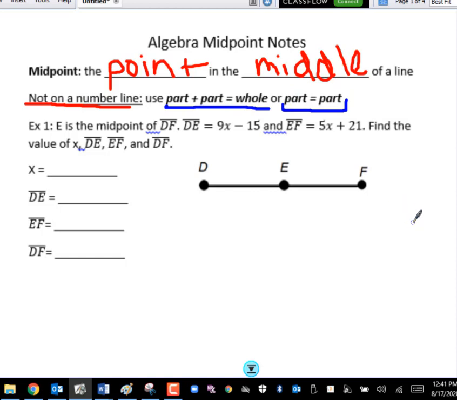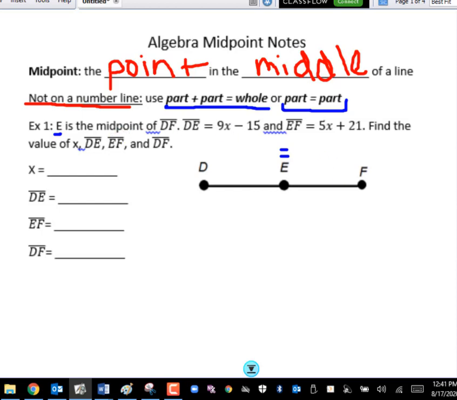So we're going to talk about how you know when you're supposed to do part plus part equals whole, or part equals part. You're going to read the question. Example number 1. E is the midpoint of DF. They have already given you a picture, and they're telling you that point E is the midpoint of the whole line. So this means it's right in the middle. That means that this side of the segment and this side of the segment are the same length. Since they are the same, I like to put an equal sign over the midpoint, so I know this side and this side are equal.